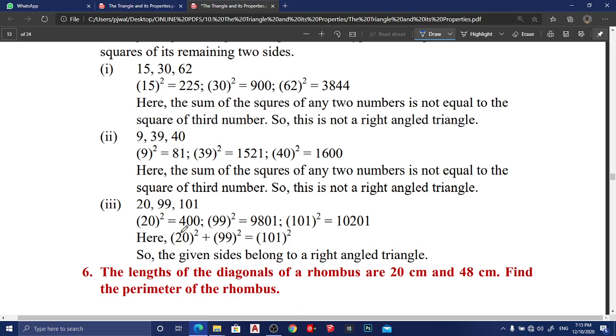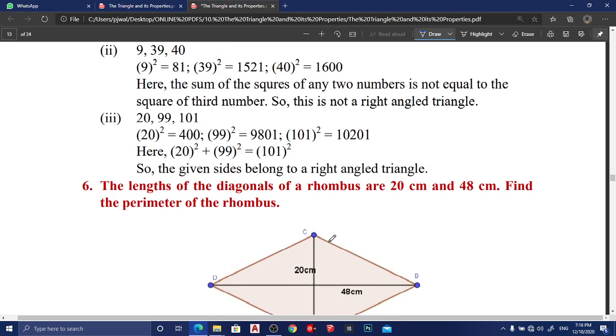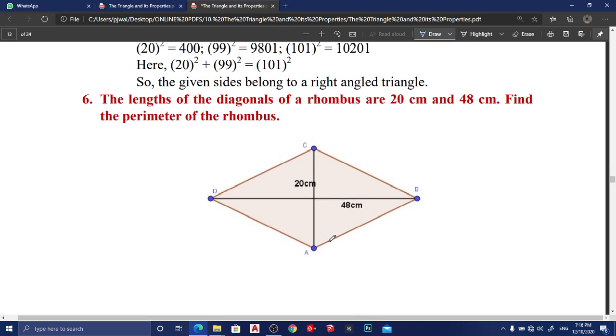If we take the third one, 20 square is 400, 99 square is 9801, 101 square is 10,201. By adding these 2 numbers, you are getting this number. So 20 square plus 99 square is equal to 101 square, which is nothing but a Pythagorean triplet. So that's why these 3 numbers belong to a right angle triangle. Okay, next, it's very easy.